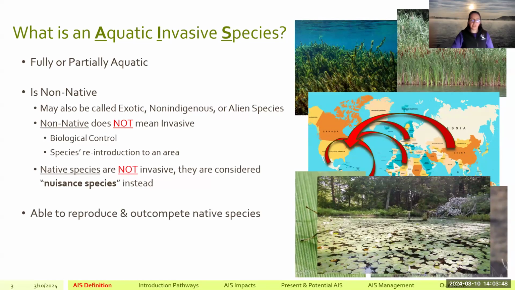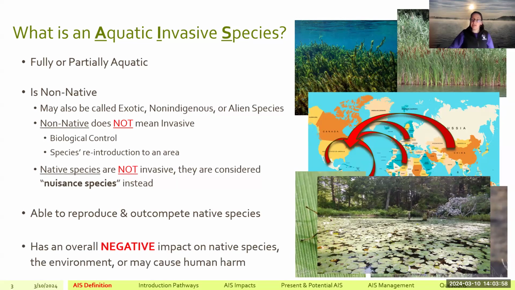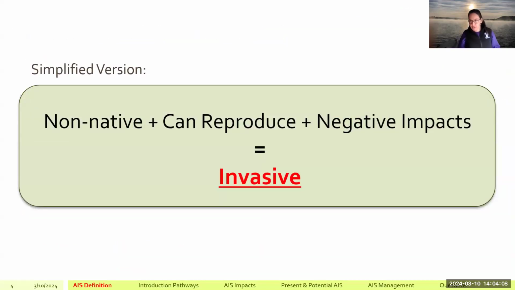The third criteria for it to be considered an aquatic invasive species is that it has to be able to reproduce and outcompete native species. And lastly, it has to have an overall negative impact on native species, the environment, or it can cause harm to humans. So this is a simplified version. It has to be non-native, it can reproduce, and because it can reproduce, it can outcompete native species, and then it has negative impacts. So that's what we call an invasive species.